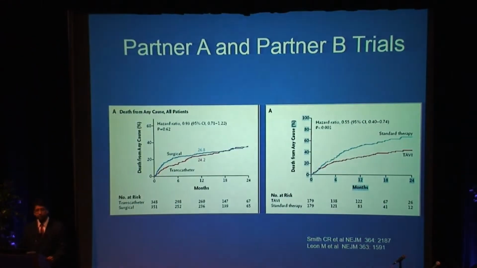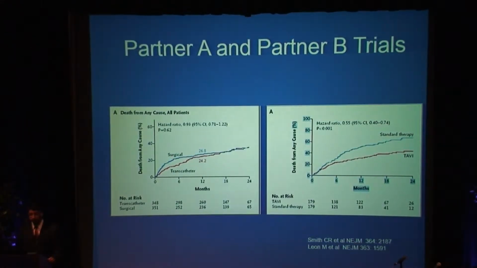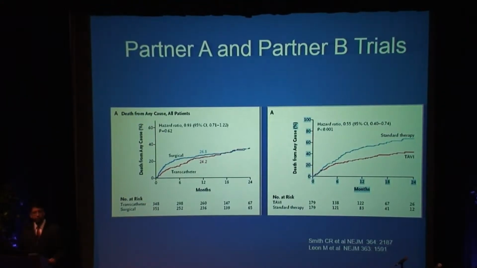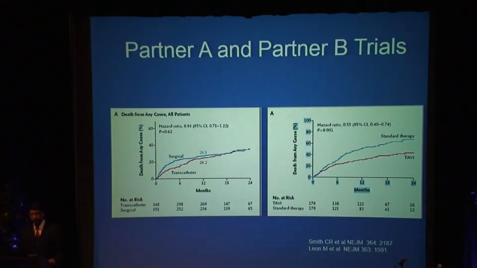So as Dr. Bauer talked about, the Partner A and B trials showed that in patients who are considered to be high risk for surgical AVR, TAVR is non-inferior to surgical AVR. And in patients who are considered to be non-operable candidates, TAVR is superior to medical therapy.